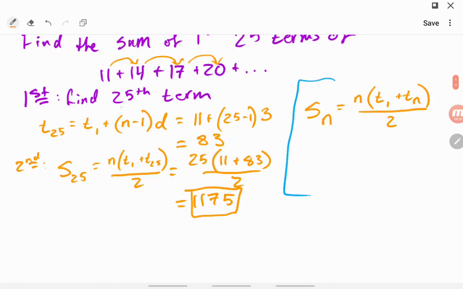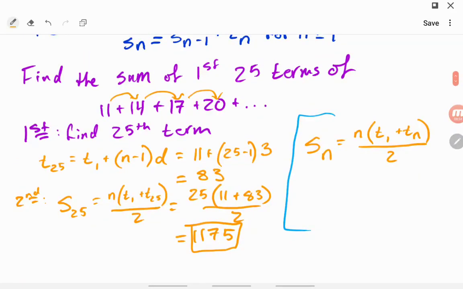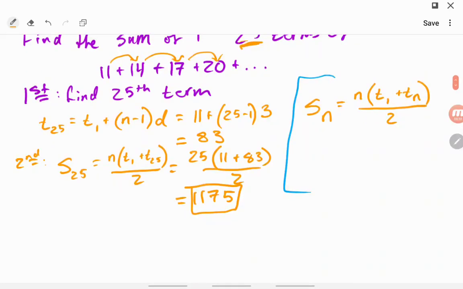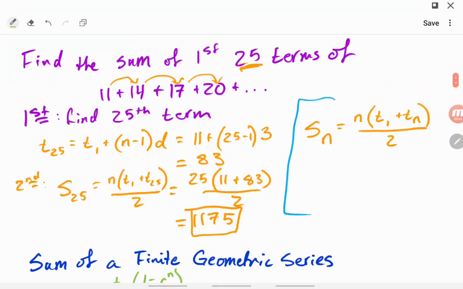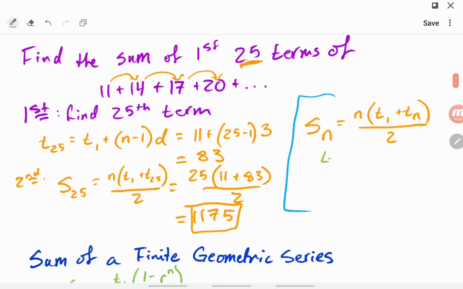I made it finite by saying, hey, find the sum of the first 25 terms. So what we found is this definition here, and this is for finding the sum of arithmetic sequences, right? This is for sum of an arithmetic sequence. Oops, of an arithmetic series, not sequence.